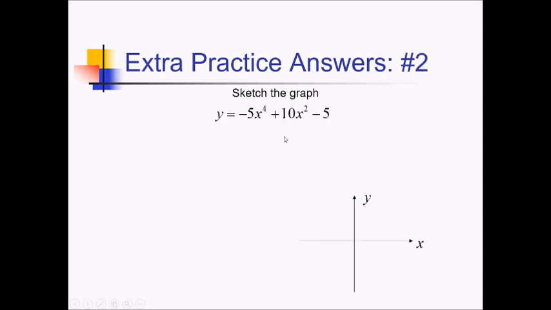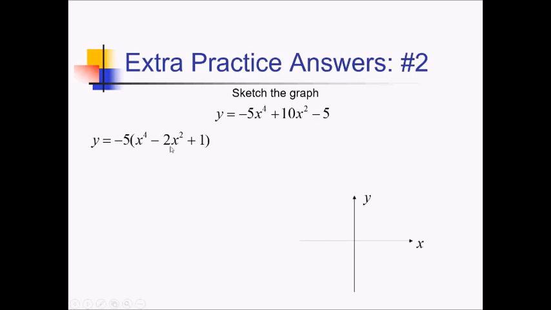To get started on graphing this polynomial, let's first factor this out so we can get the roots. So it looks like I can take out a common factor of negative 5, and that leaves me with an x to the 4th minus 2x squared plus 1.